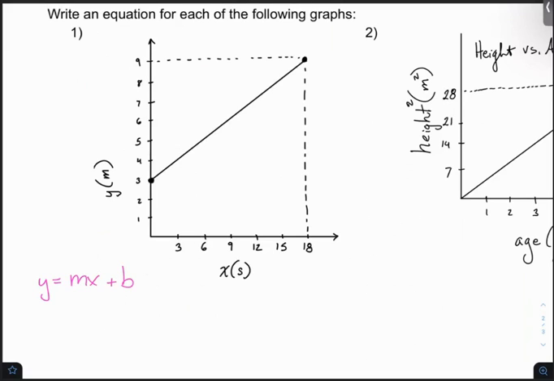So for each of these, I'm going to start with y equals mx plus b. So y is the variable on the y-axis. So in this case, we're lucky because that's a y. And then m is slope. And if you remember, slope is equal to rise over run. Rise being how much it goes up. So this is going to be my rise. It starts at 3 and goes to 9.